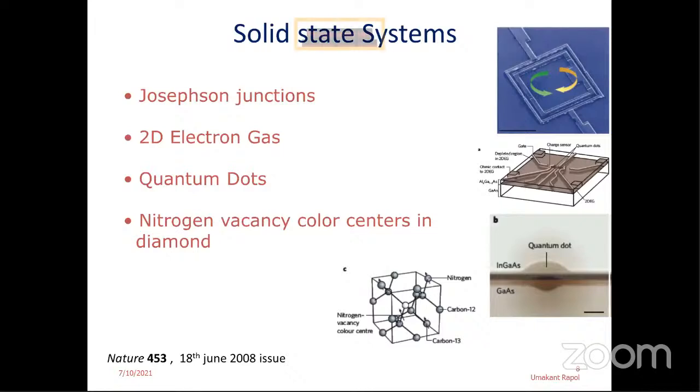The other broad class of systems are the solid state systems, which are formed of a variety of platforms. One is superconducting Josephson junctions, which are basically two superconducting strips separated by a thin tunnel junction formed of an oxide. There you have persistent supercurrents oscillating, and those are used for processing the quantum information. The direction in which the current flows is the state, either your 0 or 1 state. Then there are two-dimensional electron gases in 2D heterostructures, and quantum dots.